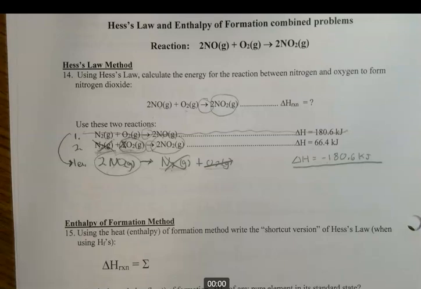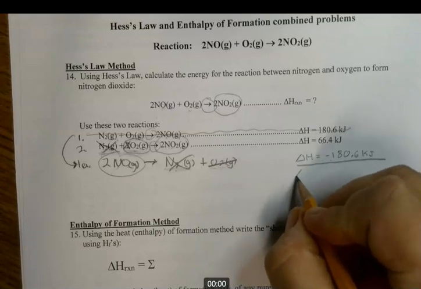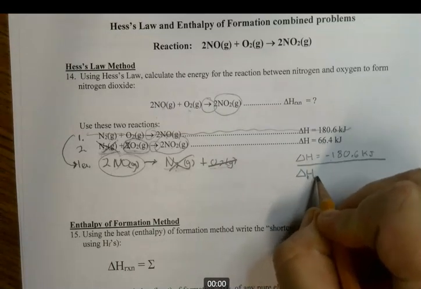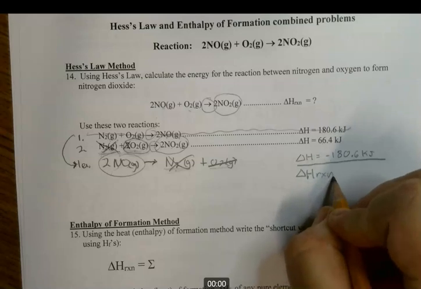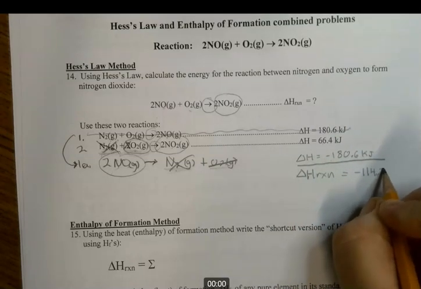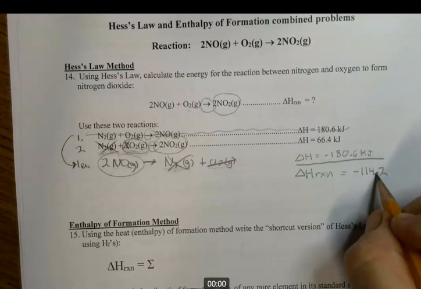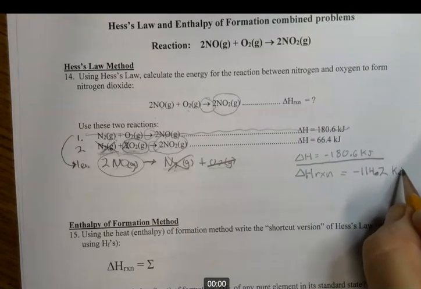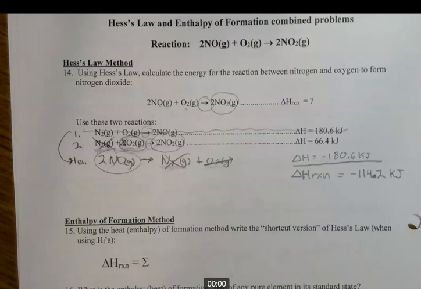And that is going to give us negative 114. So the delta H of that reaction is going to equal negative 114.2 kilojoules. Okay? And that takes care of that.